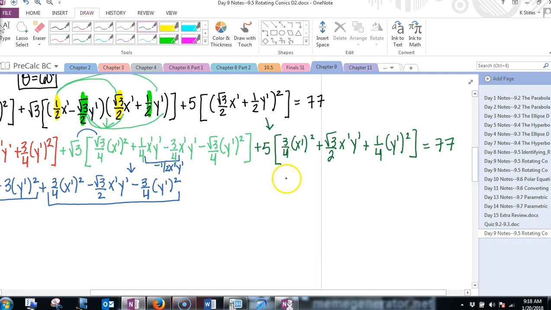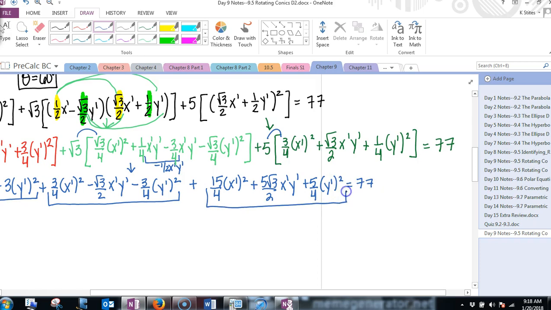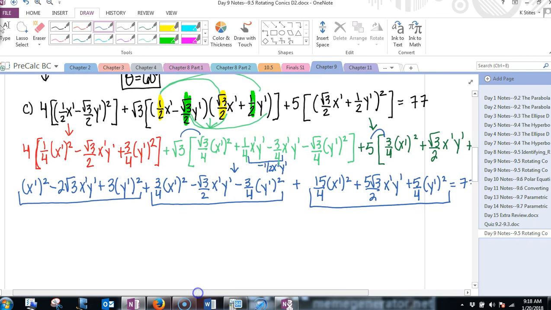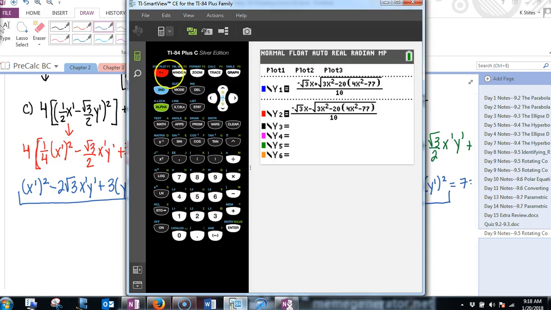And then we will distribute the 5. So that's 15/4 x prime squared plus 5 root 3 over 2 x prime y prime plus 5/4 y prime squared equals 77. And that's your third part. And this is where you cross your fingers and hope that your x prime y primes cancel.